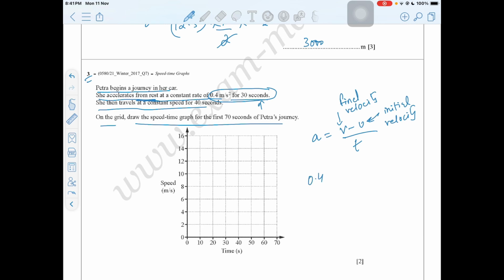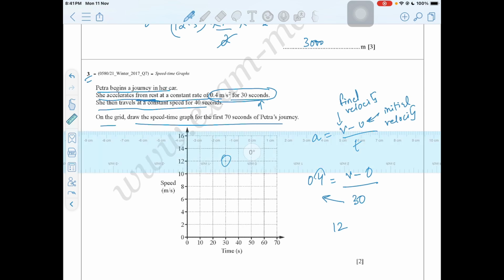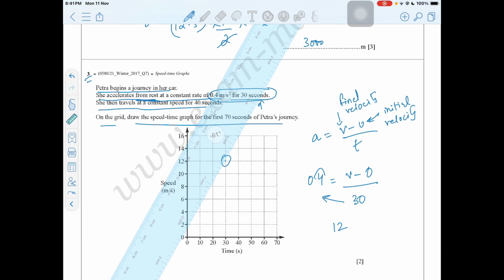So we have our acceleration as 0.4, we have our final velocity to be calculated, we have our initial velocity as 0, and we have our time as 30 seconds, right? So this would be multiplied, we get our answer as 4 into 3, 12, right? So we have 12. So at 30 we have 12. This would be right here, and we'll draw a line over here. Just use the scale. This would be it.